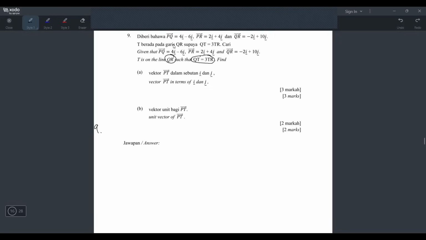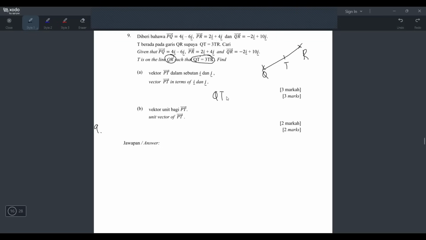Okay, they never give us any diagram, right? But I think I have to draw this myself or else I will get lost later. So T is on the line of QR such that QT equals 3TR. So if I were to draw the lines, who will be in between? T. T will be in between QR, right? And they tell us QT equals 3TR. It means they are trying to tell us the ratio for QT and TR.